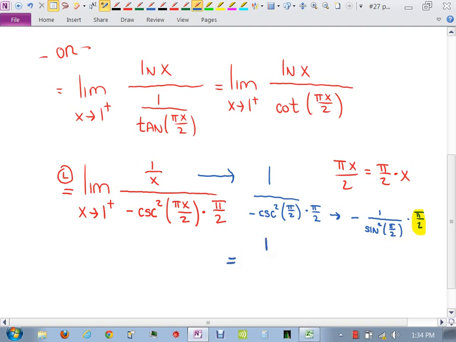Do y'all have a question on that, or do you understand? Crickets. Is that all right? And then all we have to do is flip it over, because 1 over a fraction is equivalent to the reciprocal. So the answer should be negative 2 over pi. Is that the answer in the back? Okay, good.